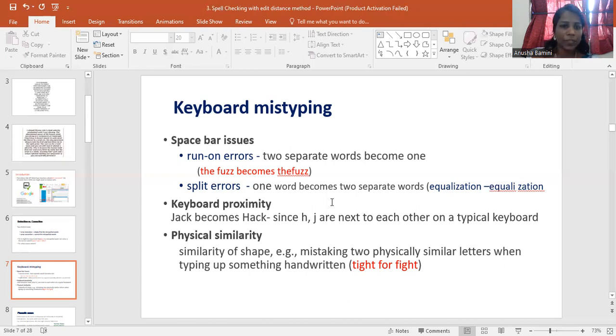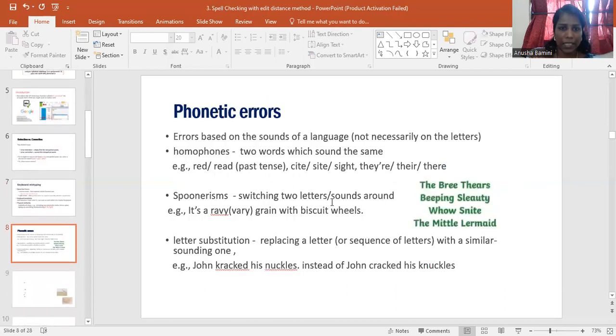Okay, so this kind of error is called keyboard proximity error. And the next one is physical similarity, which means while seeing the letter, it looks similar. That kind of error is called physical similarity, which is similar in shape. For example, in place of tight, I typed fight, because T and F both look similar. So this kind of error is called physical similarity error. So these all come under keyboard mistyping.